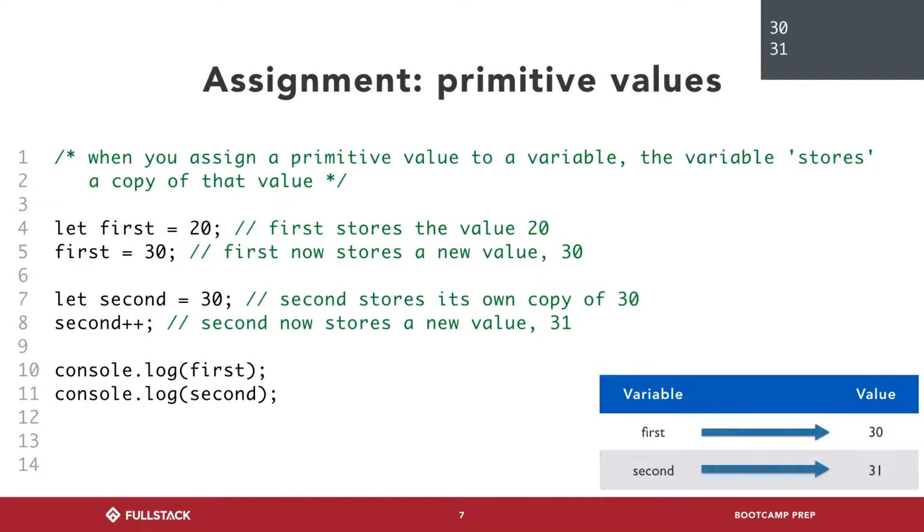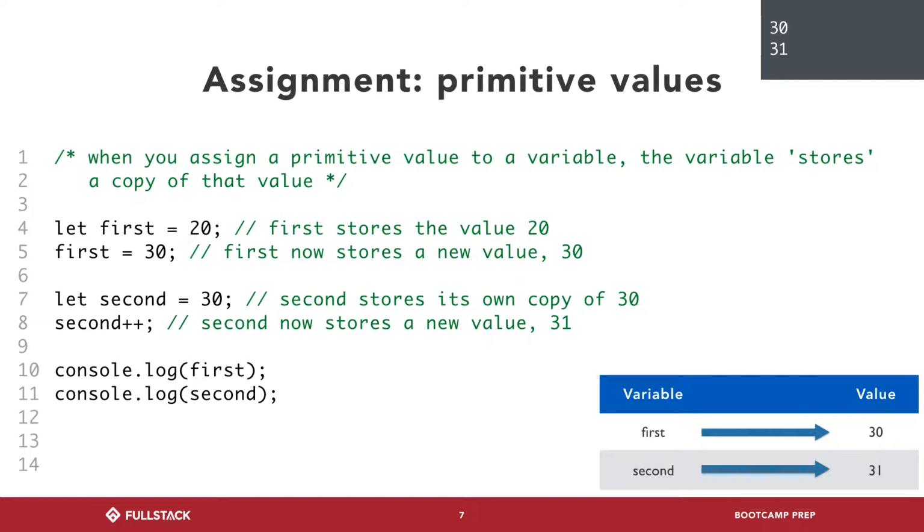Cool. Then on line 5, what I'm doing is I'm saying, hey, create a value called 30 and repoint first towards 30. So I say, okay, great. First is now pointing towards 30.